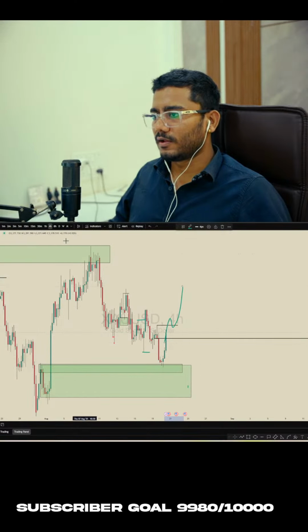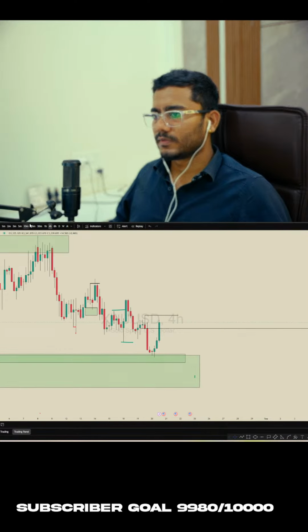Once this high is broken with the candle body, then we can expect a move to the upside and probably it will break all this trend line liquidity to the upside. Let's see.